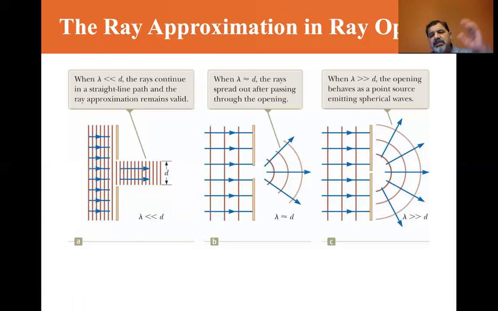So we have the three conditions. Lambda is much less than the diameter of the hole. Lambda is approximately equal to the diameter, and then lambda is much greater than the diameter. The one we're going to concern ourselves with for the study in this chapter is case A, where lambda is much smaller than the diameter. This will work for mirrors and lenses and things like that. Later on, we'll get to diffraction.